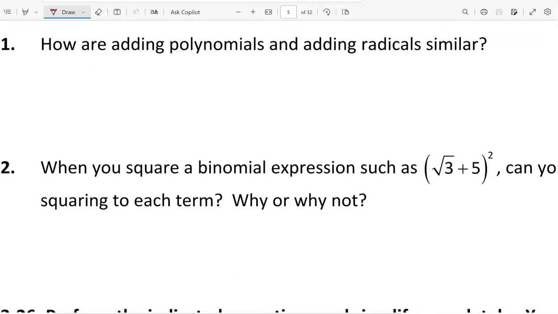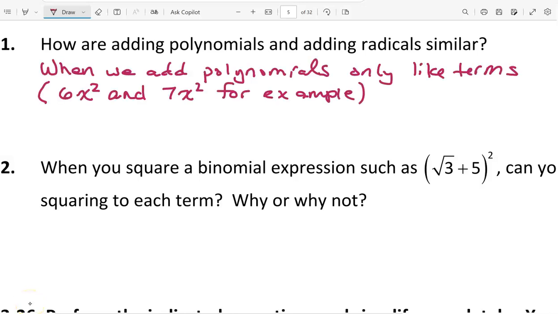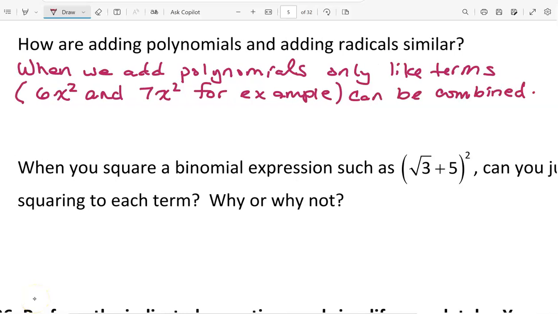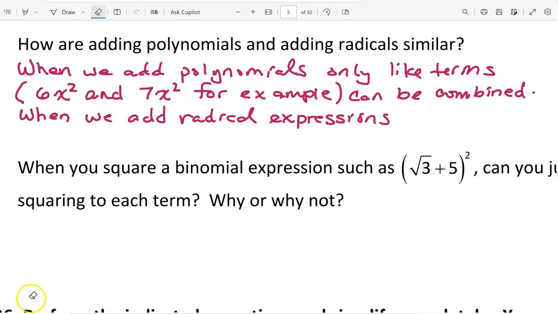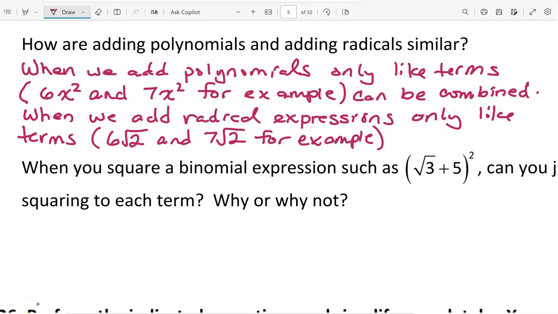So when we add polynomials, only like terms like 6x squared and 7x squared can be combined. When we add radical expressions, only like terms, 6 times the square root of 2 and 7 times the square root of 2, for example, can be combined.